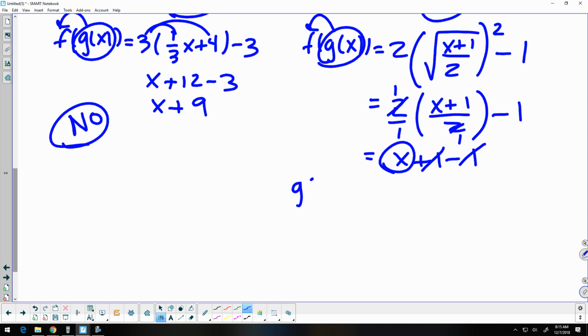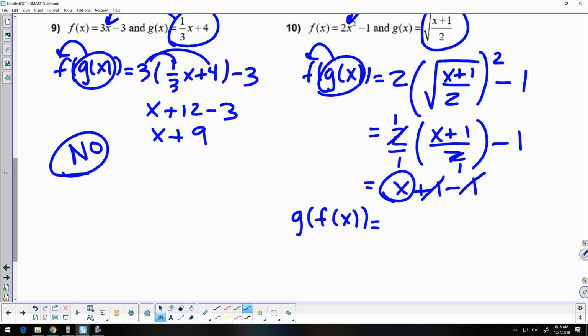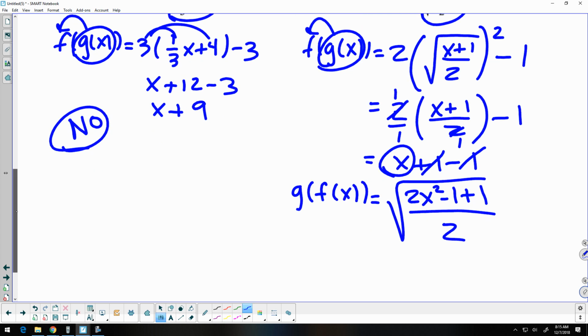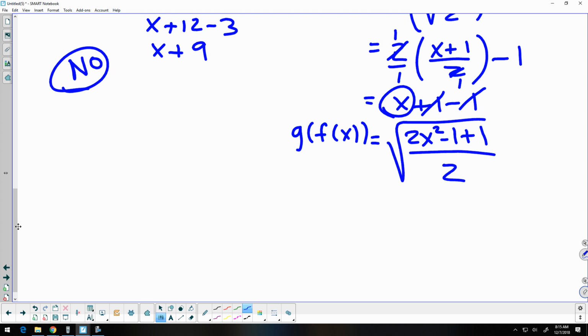So now if I do g of f of x, I'm plugging f into g. Let me scroll up just a little bit here so I can see the function. When I plug f of x into g, we have this big square root. Underneath, we have 2x squared minus 1 plus 1, all over 2. As you start to simplify this, on top, minus 1 plus 1 again just cancel. So now we're at the square root of 2x squared over 2. Well, 2 over 2, that's just 1. These can just cancel down.